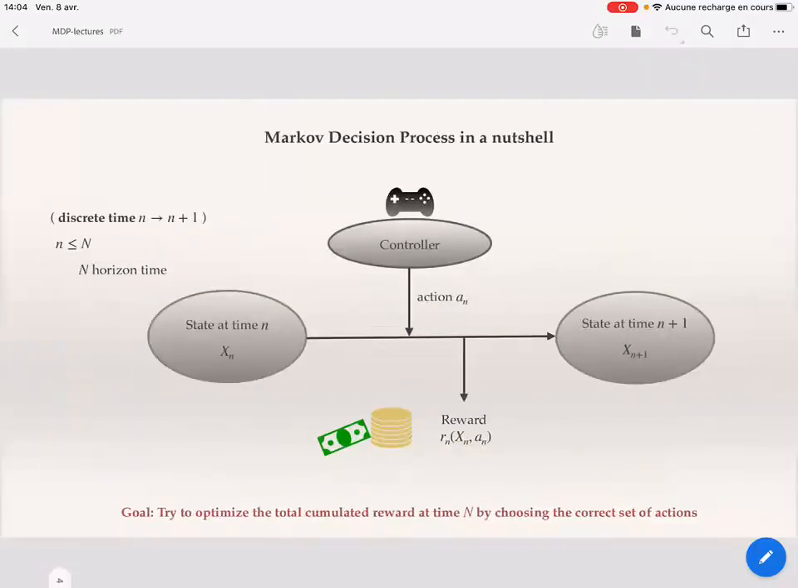So let me give you some general introduction about what a Markov decision process is. Basically, a Markov decision process is just some Markov process, usually in discrete time, but which has some particularities which make it a special kind of Markov process. So we are in discrete time. So the time is indexed by n. You go from step n to step n plus one and so on.